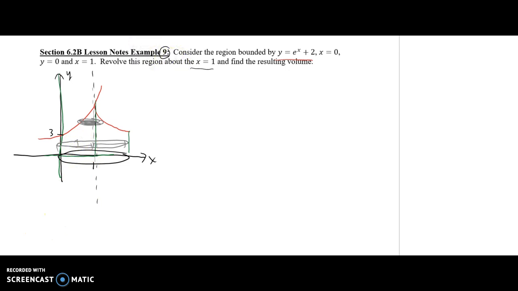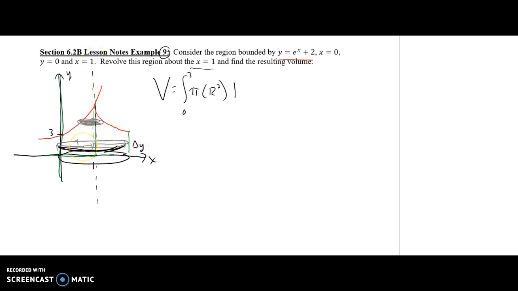So I'm going to have to set up for this one, which makes it interesting, is I'm going to have to set up 2 integrals. One that goes from 0 to 3, and this is just going to be a disk. There's no hole in it. So I'm going to have radius squared. This is going to be, since I've sliced it this way and my thickness is right here, it is going to be a delta y.